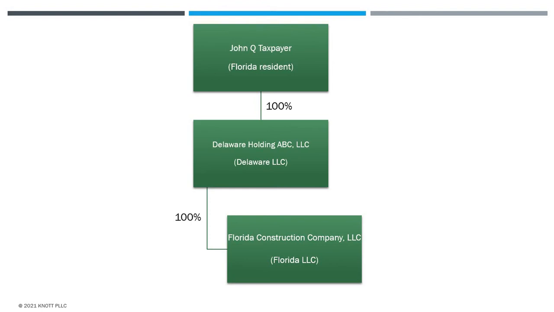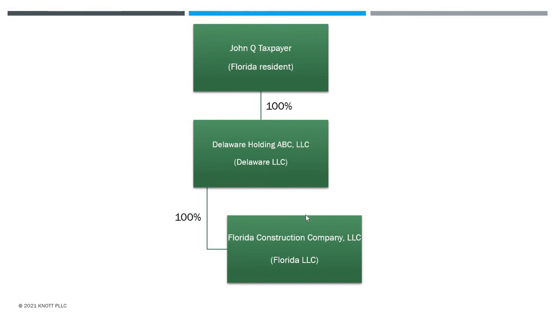A two-tiered LLC structure is where you have one operating company here on the bottom, Florida Construction Company LLC. Then we have a second LLC on top of it that owns 100% of this company. And that entity in turn is owned by John Taxpayer, the individual that owns the business. In our example, he's a Florida resident.